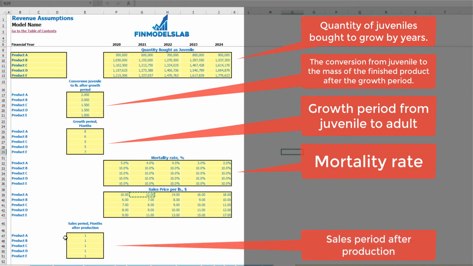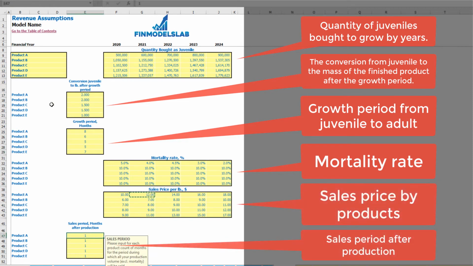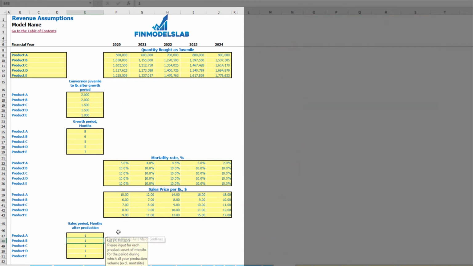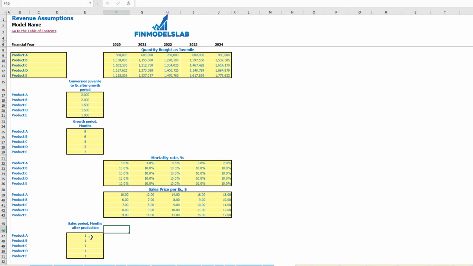And the final step is to set up the sales period in months after production. If your juveniles go to a final production in January, for example, you can put your meat in the freezer and sell it within 2 months or sell it within 6 months. It will impact your inventory, or if you need to sell it exactly in the same month as it is produced, you can just put 1 month and there will be no impact on the inventory in this case.